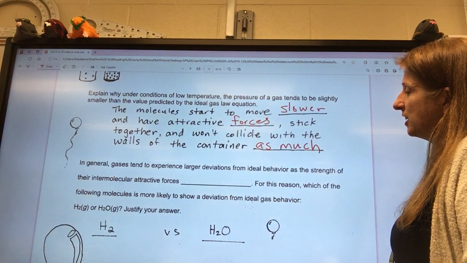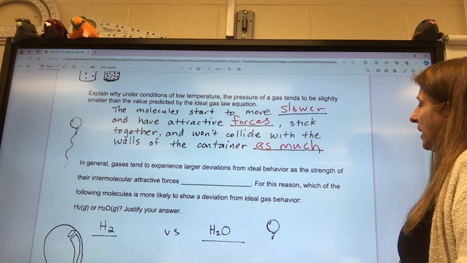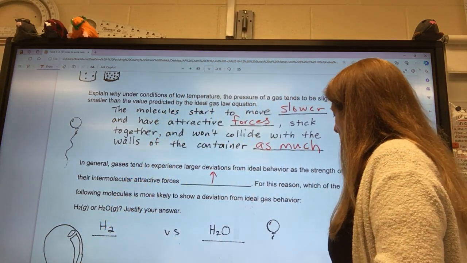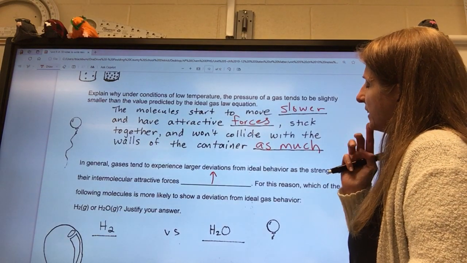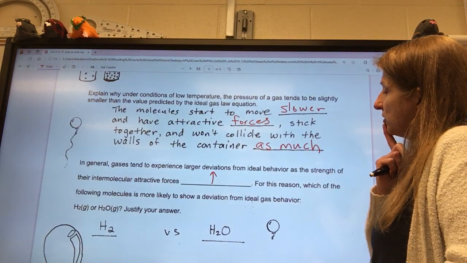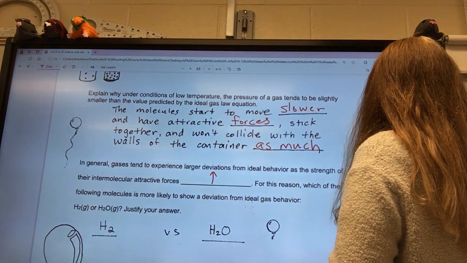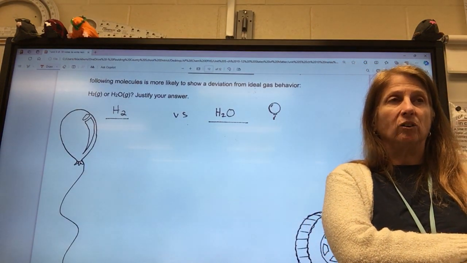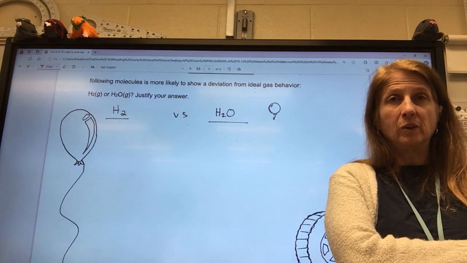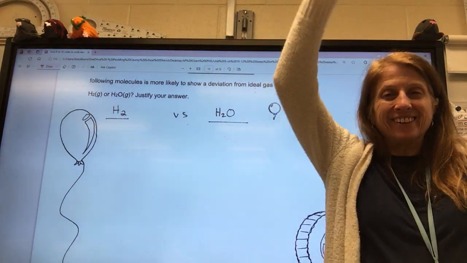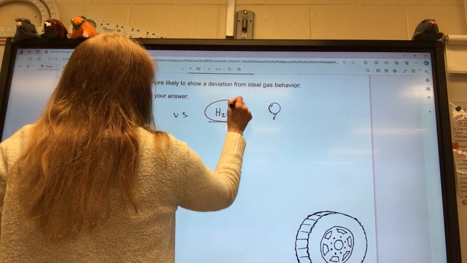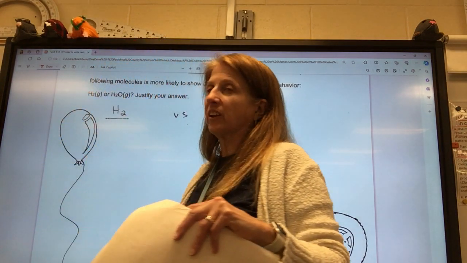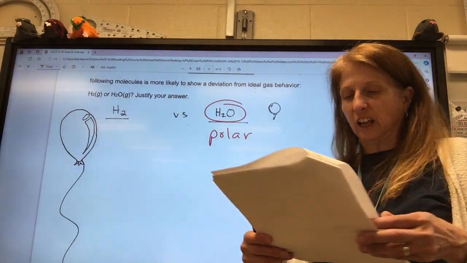In general, gases tend to experience larger deviations from ideal behavior as the strength of their intermolecular forces increase. For this reason, which of the following molecules is more likely to show a deviation from the ideal gas behavior? Hydrogen or water? Which one is not going to be as ideal? Any guesses? Water, why? Because it's polar, yay! That makes me so happy. It is the water because it is polar. So it's going to have positive and negative ends that are going to attract each other. Does that make sense to you?